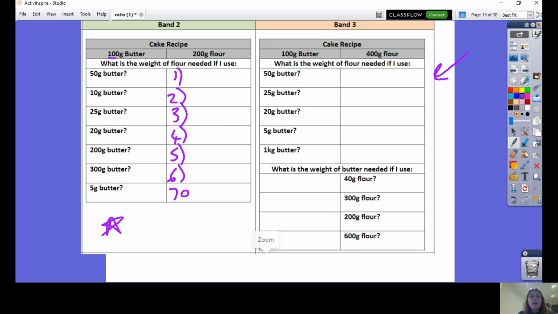If in my cake I need 100 grams of butter and 200 grams of flour, what if I only need 50 grams of butter? How much flour would I need? How do I get from 100 to 200, or how do I get from 100 to 50? Work out how you're going to solve that. Remember, there's 2 ways. Or you're doing 100 grams of butter, 400 grams of flour, and you're solving this one here. This one, remember, you're going backwards. Pause the video and have a go at these questions, please.